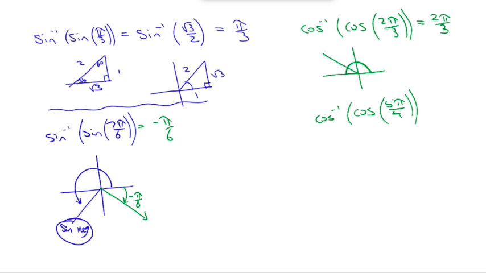Do we have to do work for this one? Yeah. It's out of quadrant. Where's 5 pi over 4? In the third quadrant, down here. So this is 5 pi over 4.